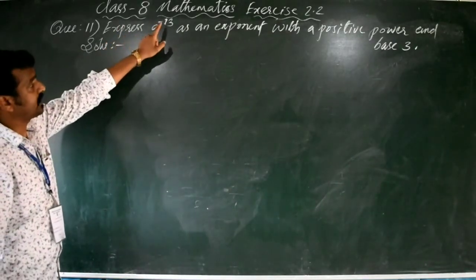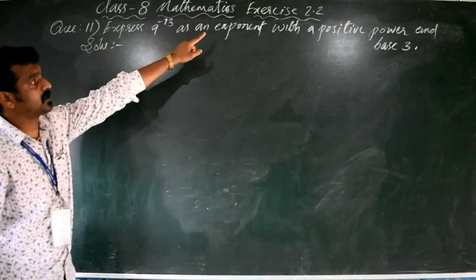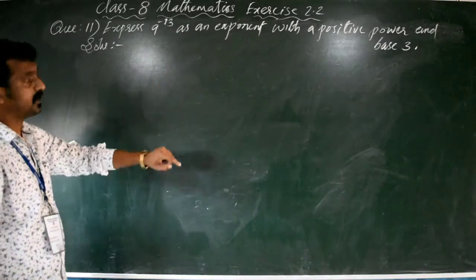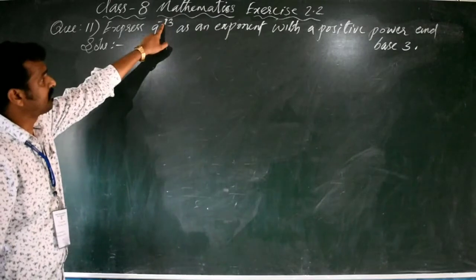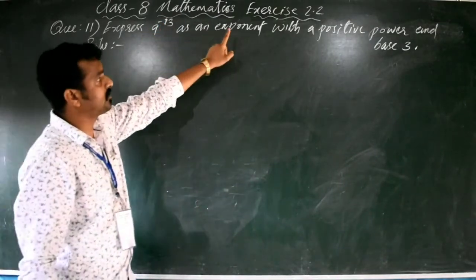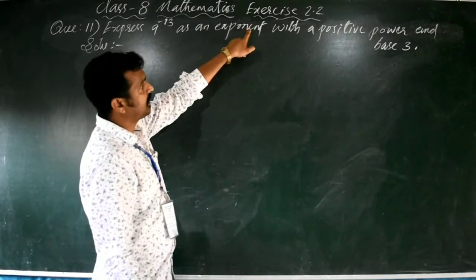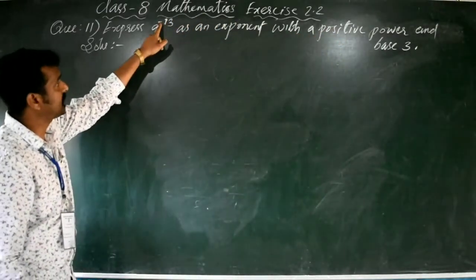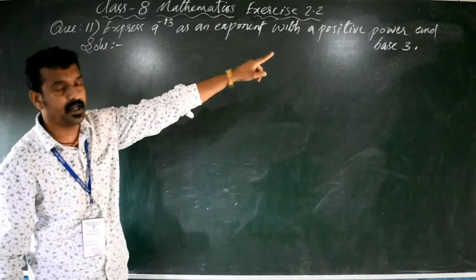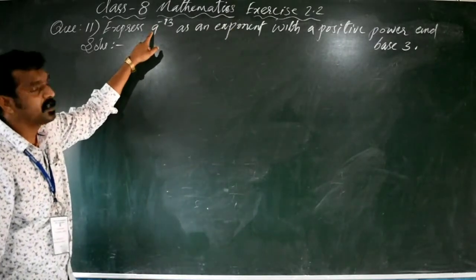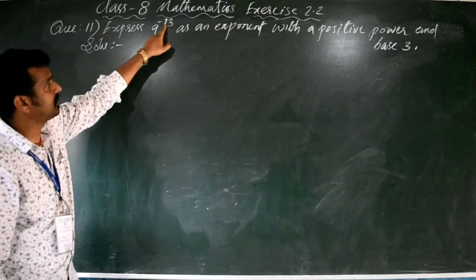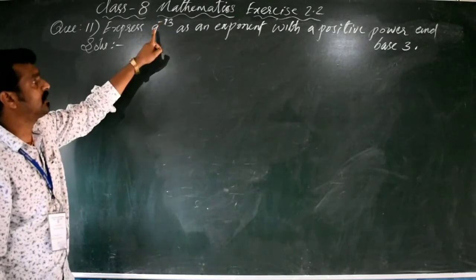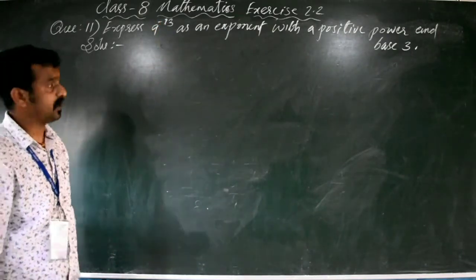Express 9 raised to minus 13 as an exponent with a positive power and base 3. This 9 raised to minus 13 we have to express as a positive power, and the base should be 3. Here, what is the base? The base is 9 and the exponent is minus 13. We have to make it a positive exponent and make the base 3.